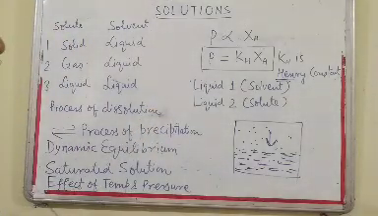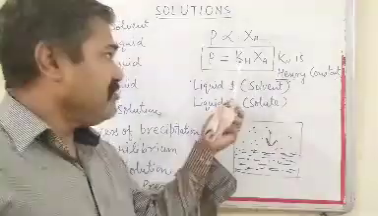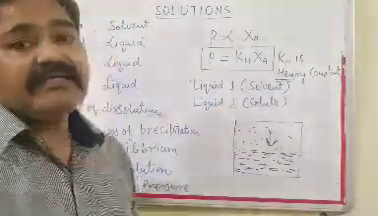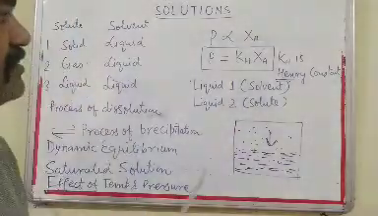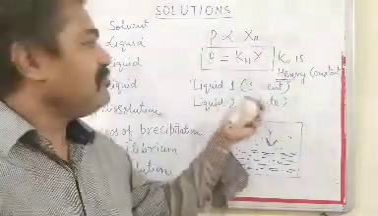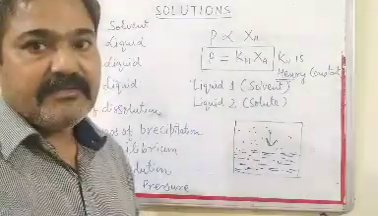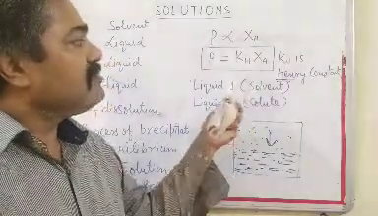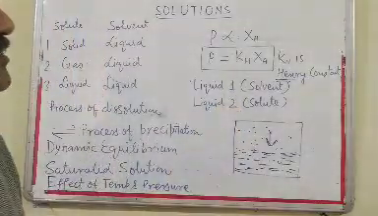Now what is the relationship between Kh and Xa? If the value of Kh is more, then the solubility of the gas will be less, and if the solubility of the gas is more, then the value of Kh will be less.